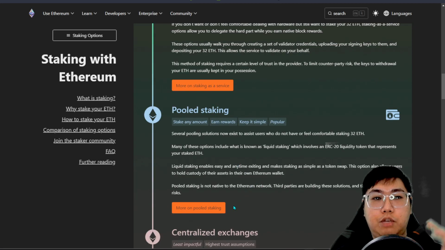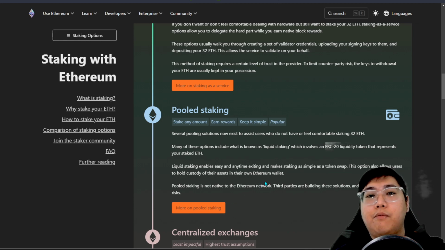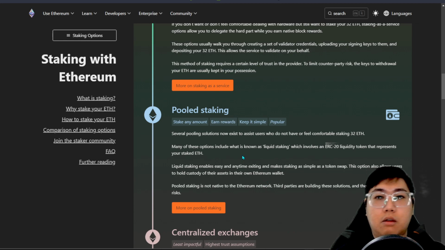Basically everybody's going to chip into one validator, and when there are 32 Ethereum for one validator, they are going to make one whole validator, and after that stake on the network. And of course the rewards will be distributed to everybody based on the amount that you stake.